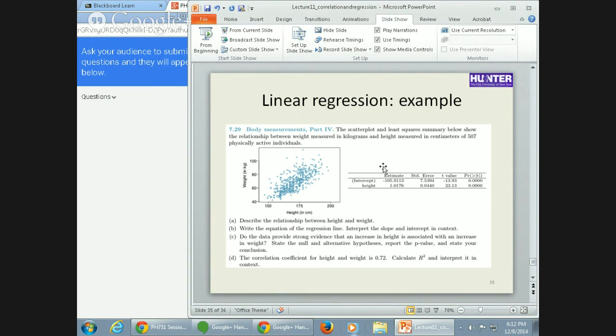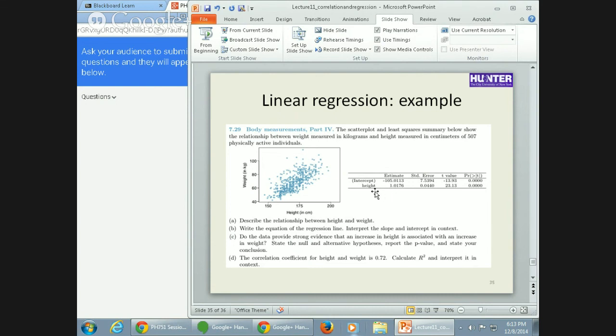Why would we know that? Yeah. So this table has two rows, one for the intercept and one for the slope, the coefficient for height. So the second one is the coefficient for the variable of height, or it's the slope. So it's giving us the best estimate, the slope for the best fit line, as well as a standard error on that estimate, the t-statistic using that equation that I showed before, and then a p-value calculated from that t-statistic. So it would be y hat equals negative 105.0113 plus 1.0176 times x. Yep.